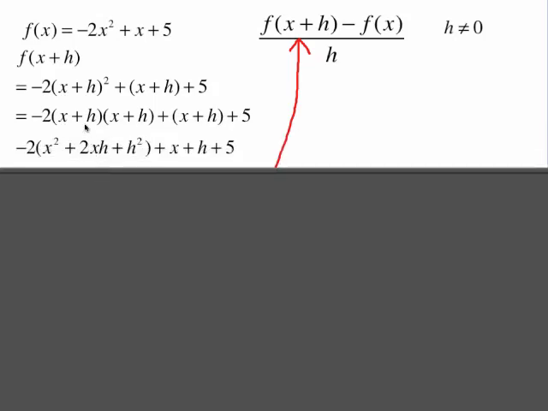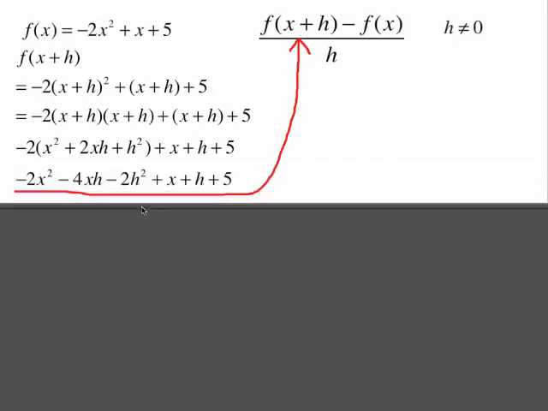So on this step, I have FOILed it out and combined my like terms. I still have this negative 2 coefficient in front of the parentheses that needs to be distributed. So distribute that through there, multiply negative 2 times all of that. These 3 terms are just going to stay where they are. And that right there is our expression for f of x plus h.